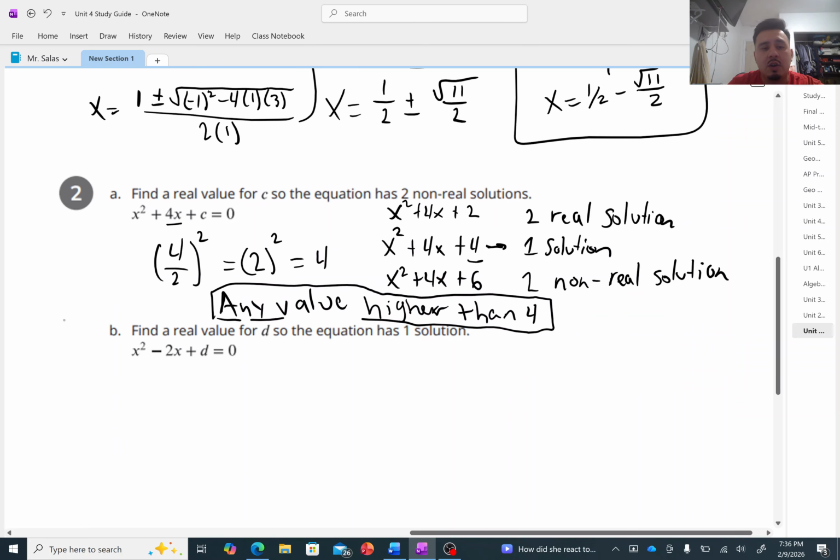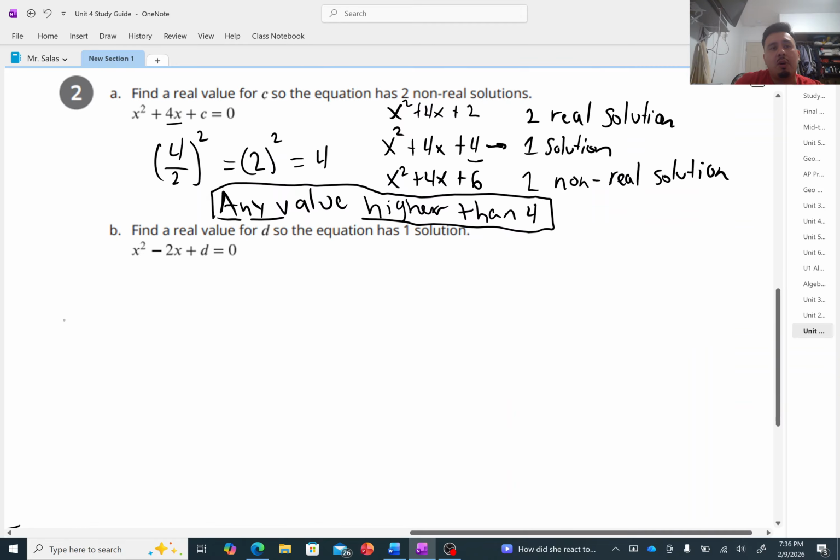Okay? So let's look at part B from problem number 2. It says find a real value for D now. So the equation only has one solution. Okay, so going back to my chart, two real solutions is less than the perfect square. Two non-real or two imaginary would be higher. But for one solution, I have to just identify the perfect square. So what is the perfect square for this equation here?